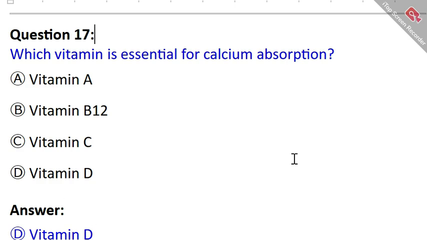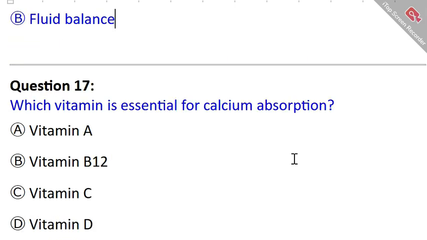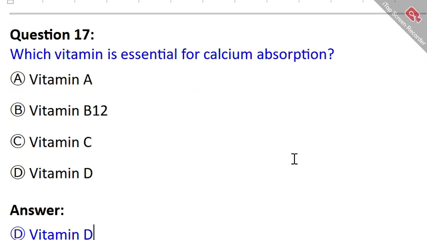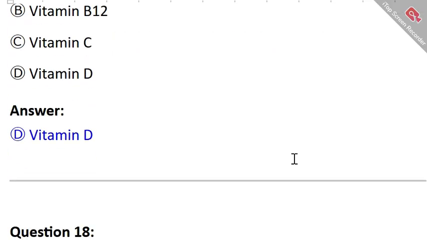The next question is question number 17. Which vitamin is essential for calcium absorption? Pause the video for 3 to 5 seconds. In this scenario, the correct option is option D. Vitamin D is essential for calcium absorption.